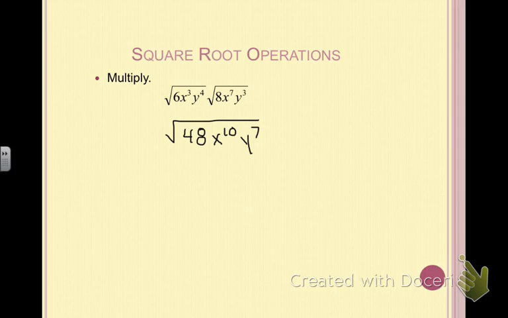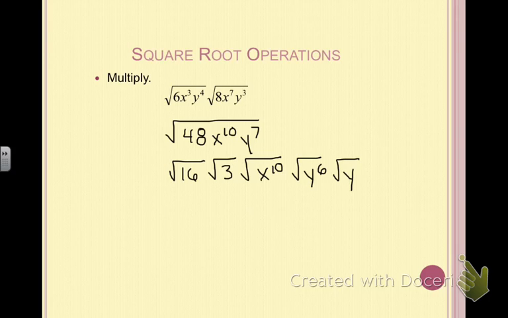Now we need to simplify the single radicand. 48 breaks into the factor pair of 16 and 3. Remember, we need to pick the largest perfect square that is a factor of 48. The square root of x to the 10th power stays as is because it has an even power. The square root of y to the 7th power breaks into the square root of y to the 6th power and the square root of y. Remember that when you have a variable with an odd exponent, you subtract 1 from the power.